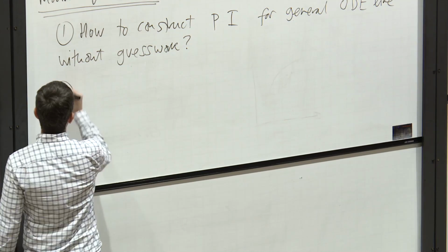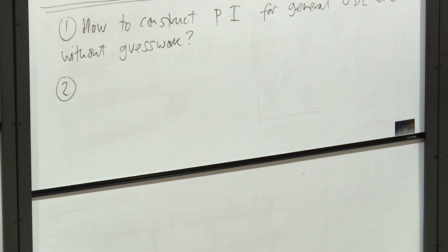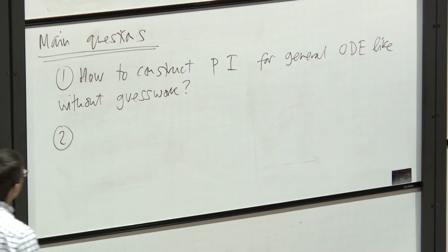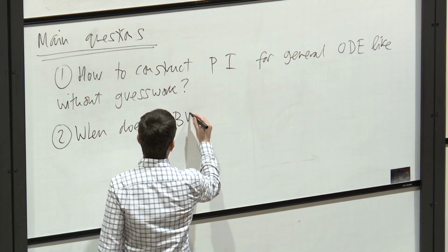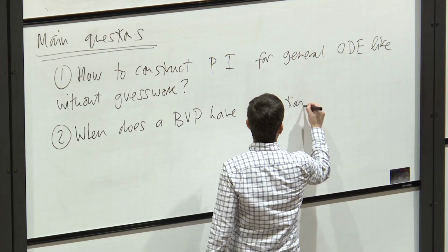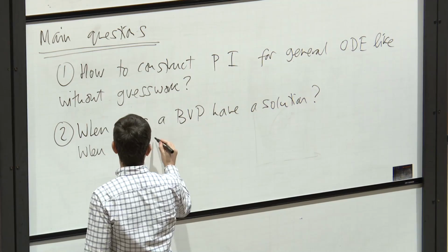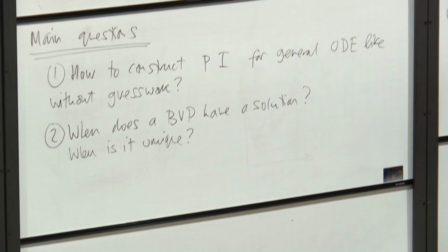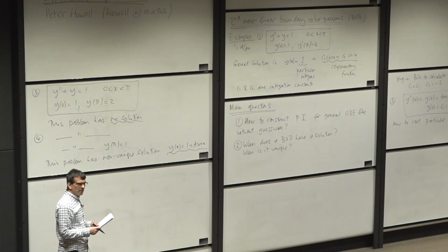And then the second question, which perhaps is more important, is when does a boundary value problem like this have a solution? And when is the solution unique? Okay, everything clear so far? Okay, right.